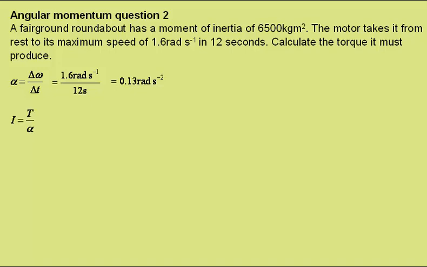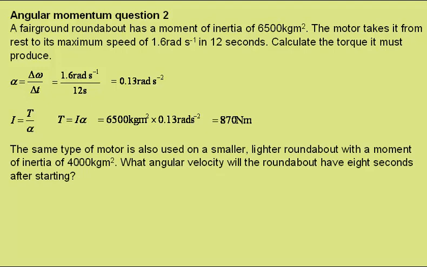Well, moment of inertia is equal to torque divided by angular acceleration. So torque is equal to moment of inertia multiplied by angular acceleration. Putting in the values gives a torque of 870 Newton meters.